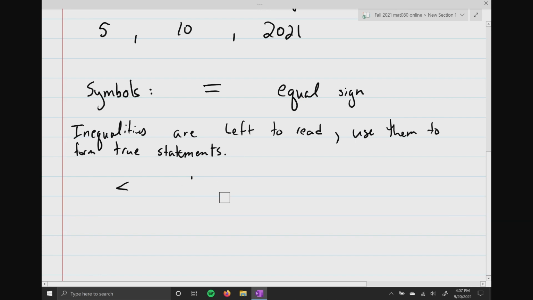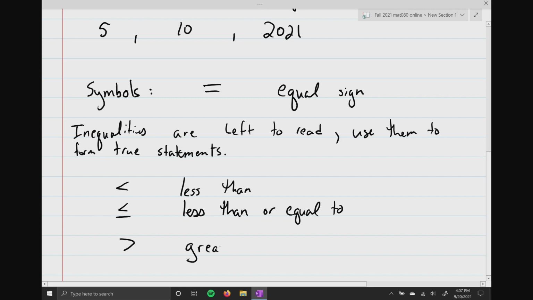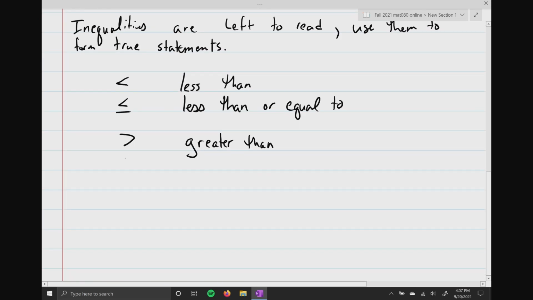Having a problem writing today. I don't know why. The second inequality is going to be less than or equal to. Now, the third inequality, I'm going to skip a space, is greater than. And then the last one is going to be greater than or equal to. And remember, we read them left to right, and our goal is to form true statements.